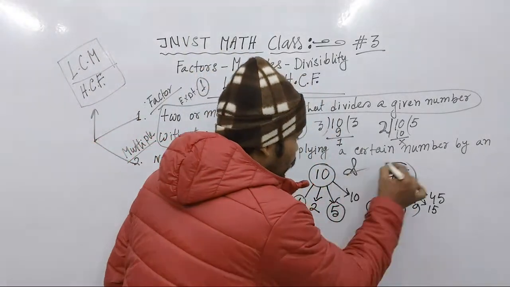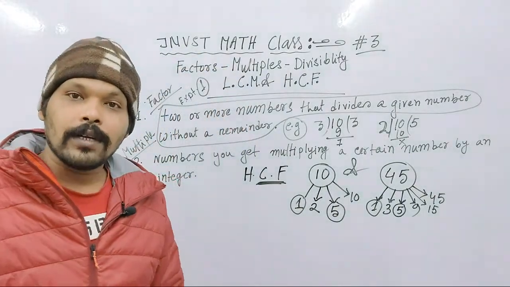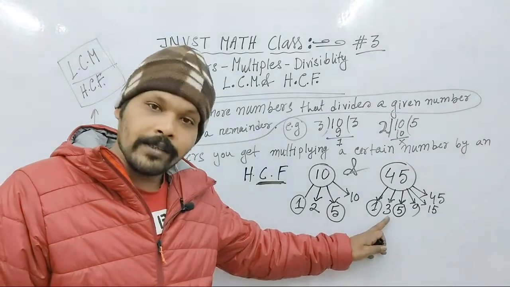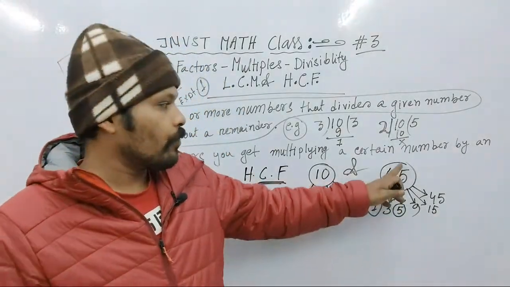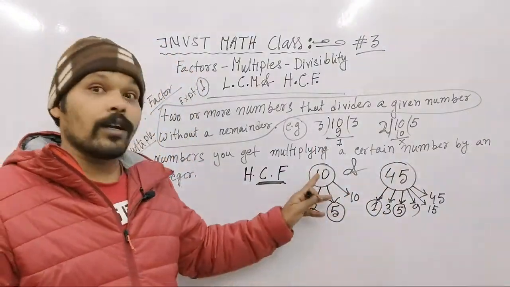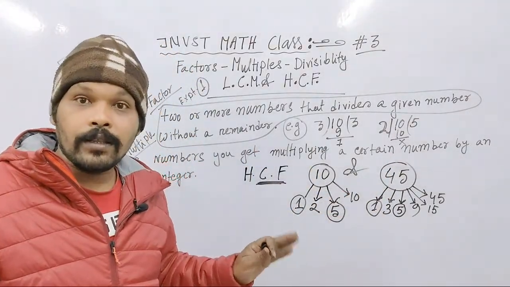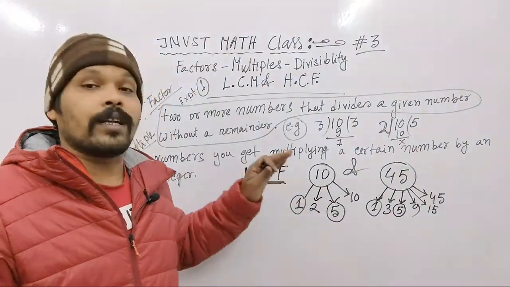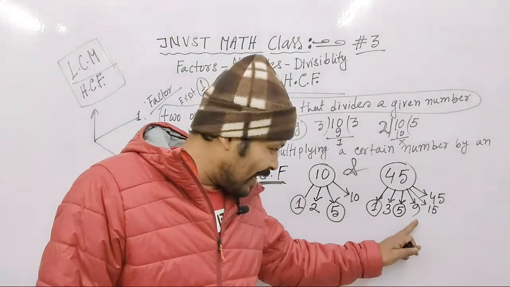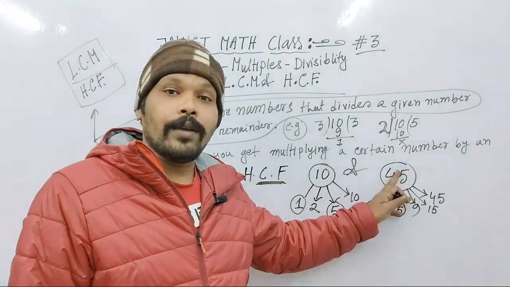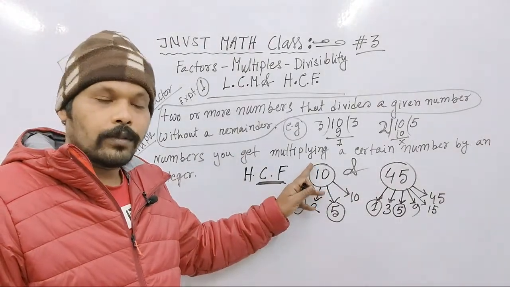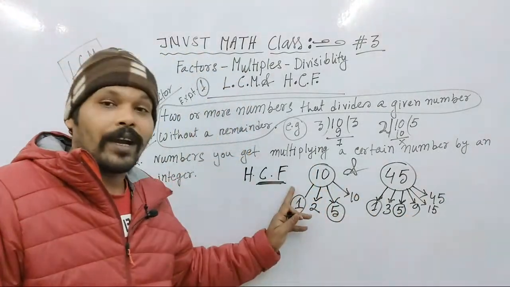10 and 45. Understand? 3, yes, 3 is a factor of 45. But 3 is not a factor of 10. Then 3 is not the common factor of 10 and 45. 9 is a factor of 45. Is 9 a factor of 10? No. That means 9 is not the common factor.